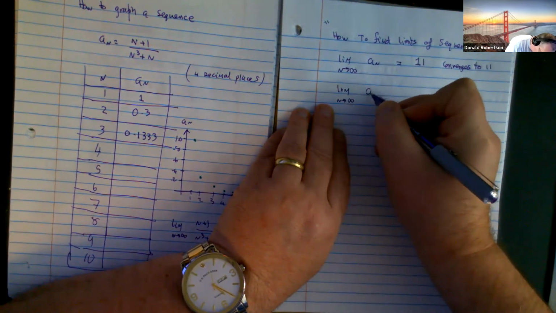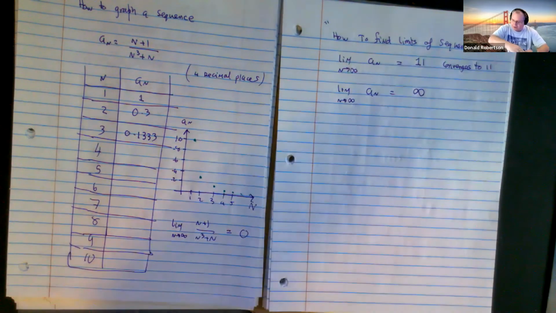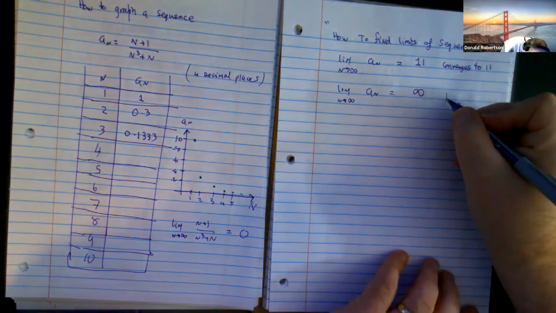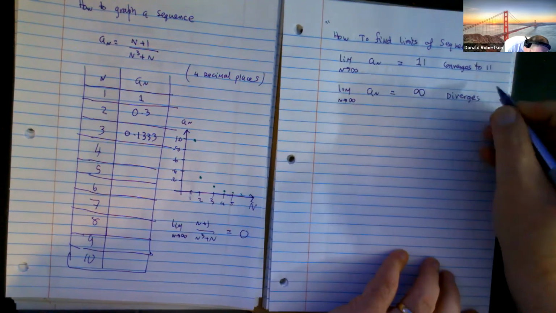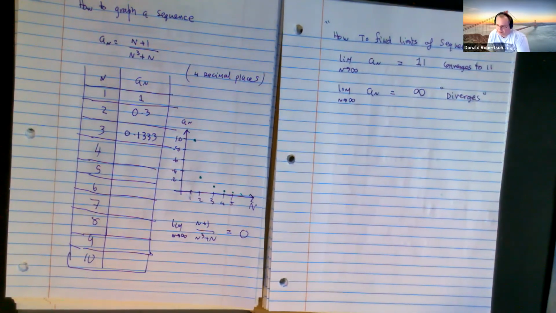You could do the limit of the sequence and the answer ends up being infinity. Can you imagine that would be shooting off the universe? When that happens, you will just say that the sequence diverges. You don't need to go into any details. You just click the little circle that says diverges.